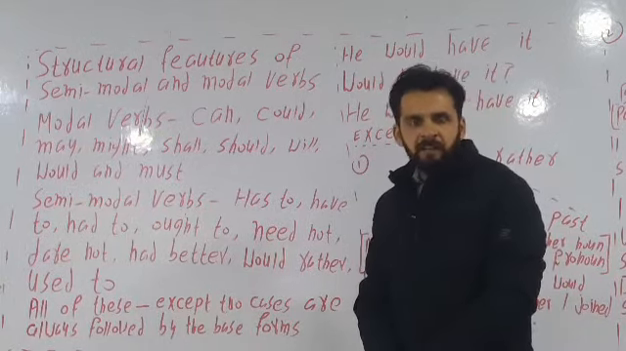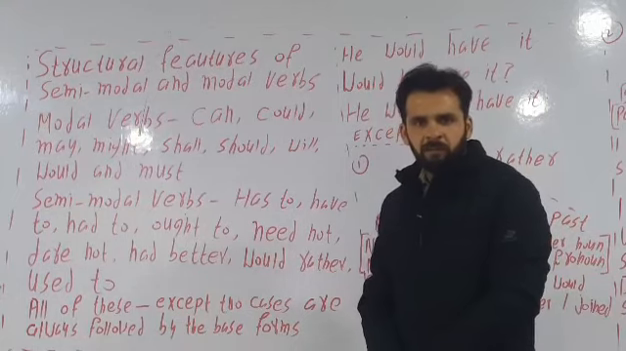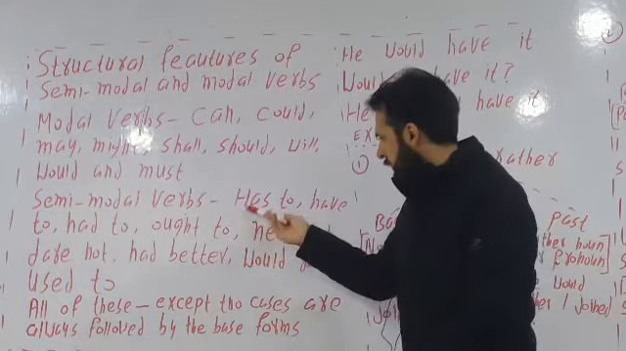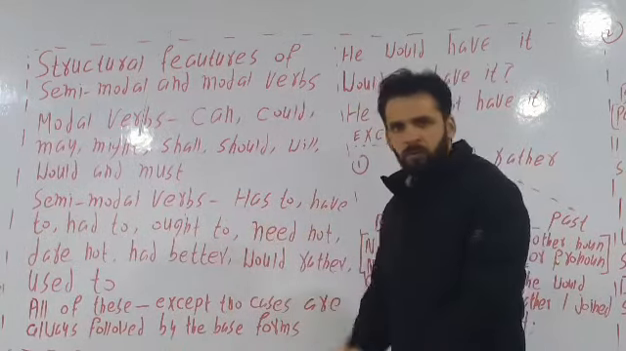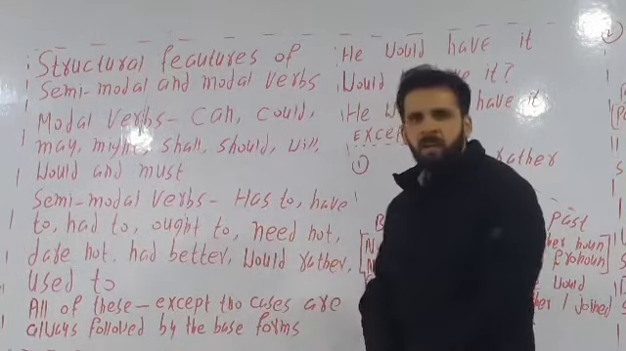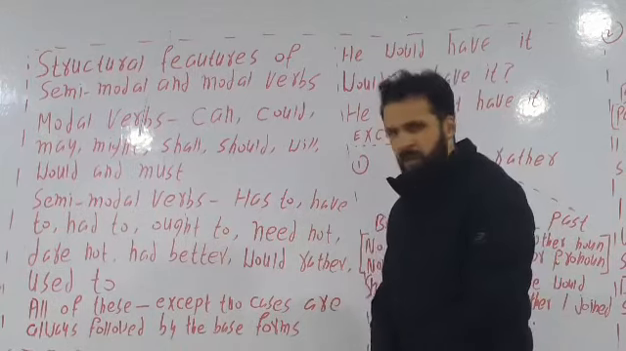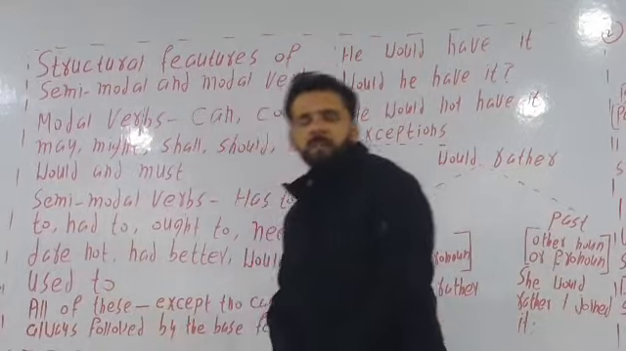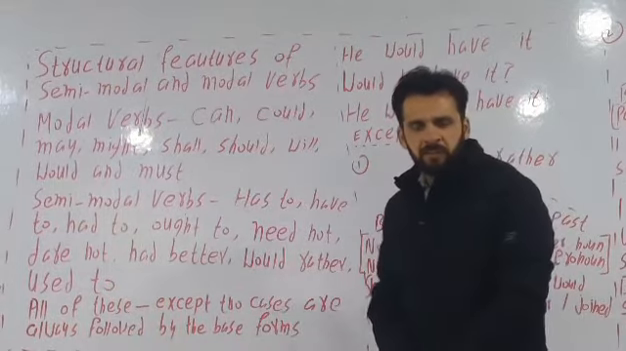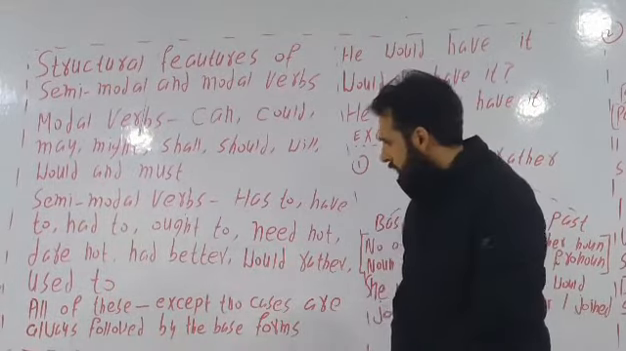On the other hand, semi-modal verbs comprise more than one word: has to, have to, had to, ought to, need not, dare not, had better, would rather and used to. The functional difference will be discussed in the next lecture.